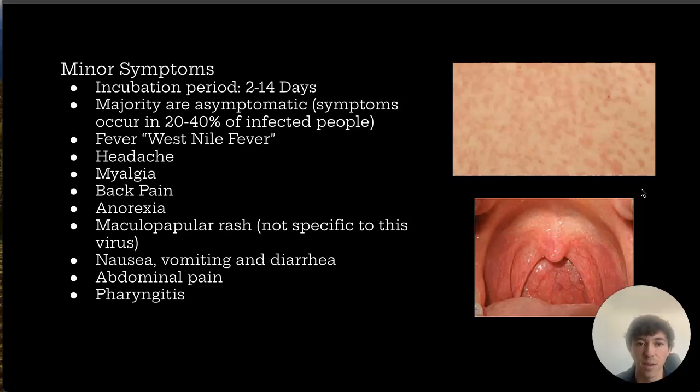The fever, it's named West Nile fever. You get headaches, myalgia, that's muscle soreness, muscle aches, pains, back pain, anorexia, loss of appetite, maculopapular rash, that's seen at the top. That's not specific to this virus, so you can't use it as a direct diagnosis, but if it shows up, it's definitely a sign. Nausea, vomiting, diarrhea, abdominal pain, and then pharyngitis, which is sore throat, seen on the bottom image.